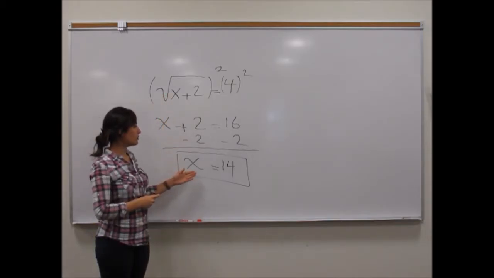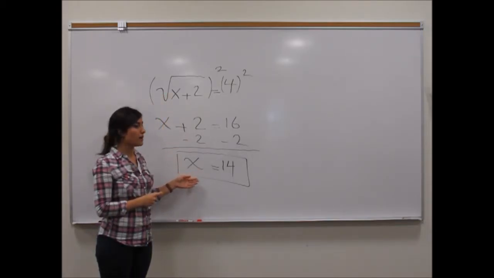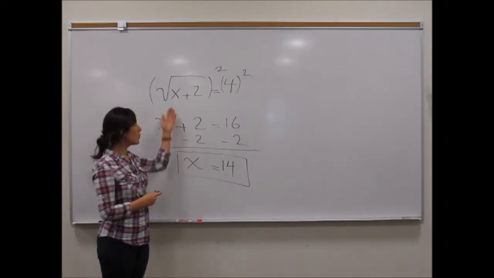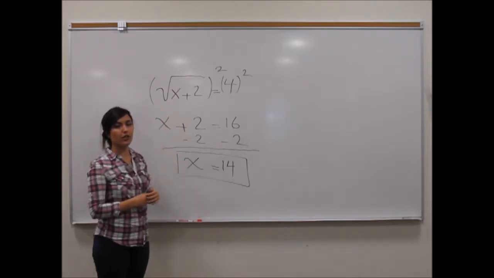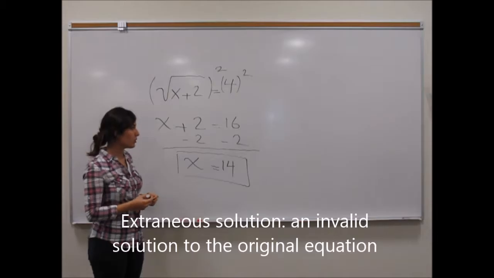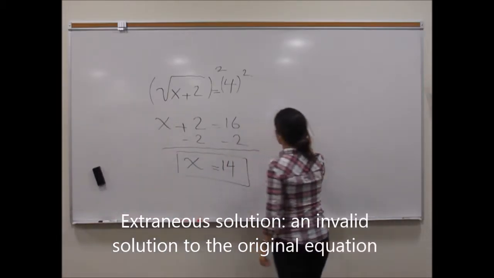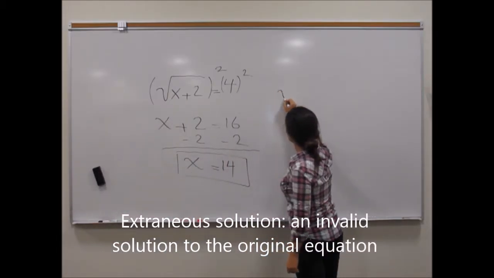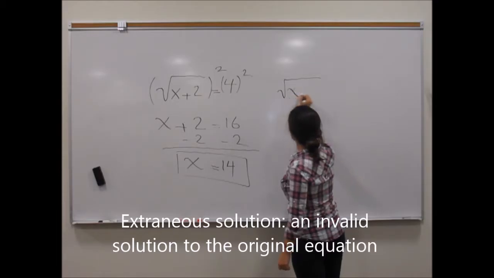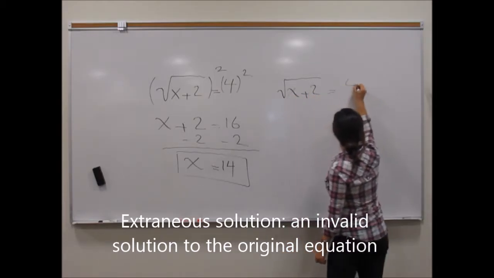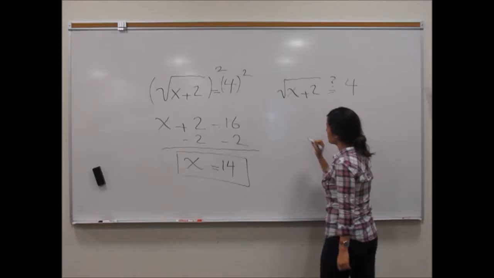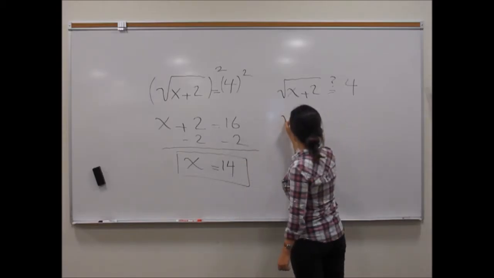So this is my answer, but there's something I need to emphasize here: when we have square roots, we have to always check the answer, because sometimes we get answers that don't work in the original equation, and we call them extraneous solutions. So let's see if that actually works. I want to see that √(x + 2) = 4 is really true or not. So I plug in this 14 here.